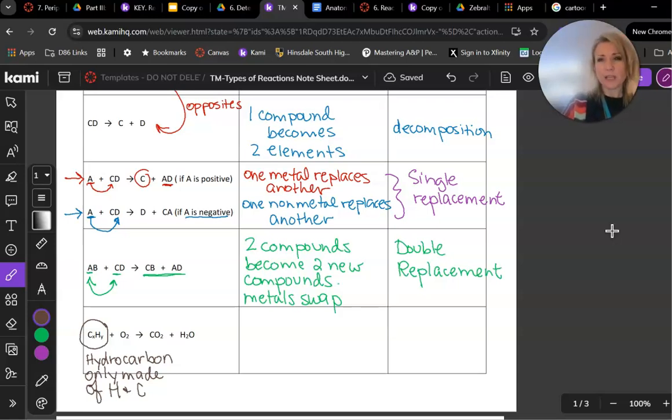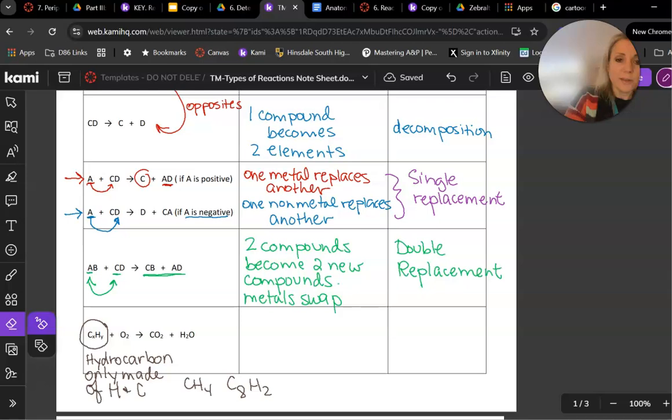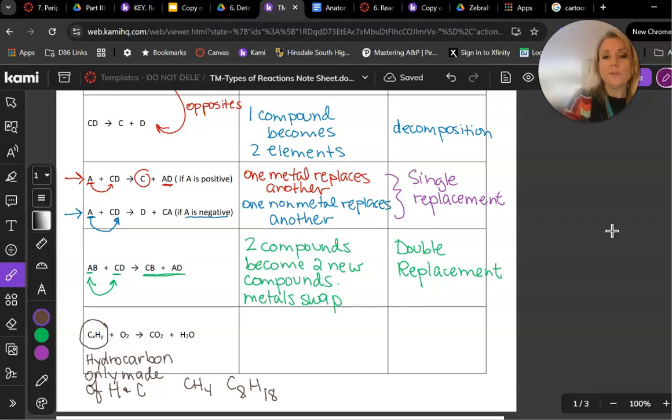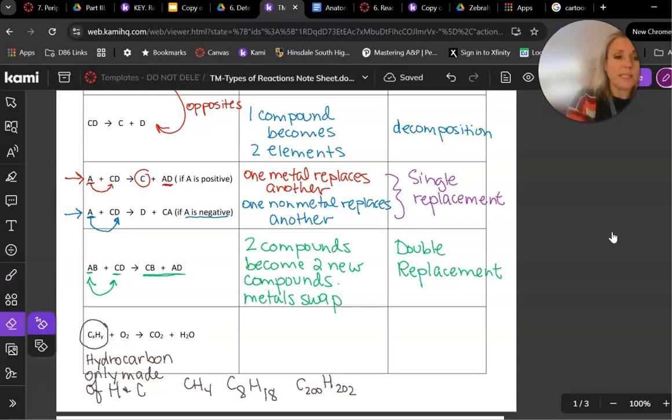Now you're probably wondering, well, what's the X and what's the Y? Well, from algebra, you should know that those are variables. Hydrocarbons can be as small as CH4, like here's a hydrocarbon. You could have C8H18, or I'm sorry, C8H18, not 20. You could have C200H202. So these hydrocarbons can get pretty large.